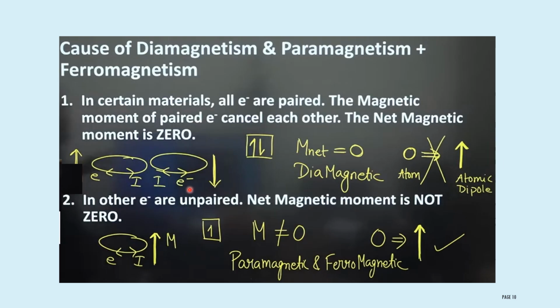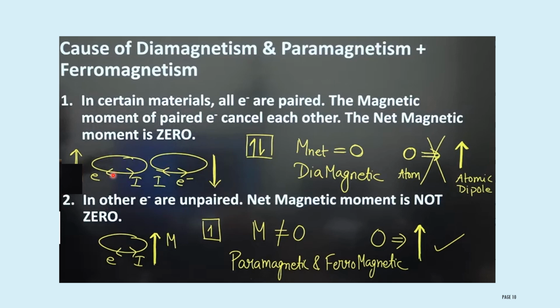Let us discuss the cause of diamagnetism, paramagnetism and ferromagnetism. In certain materials, all electrons are paired. The magnetic moments of paired electrons cancel each other and the net magnetic moment is zero. In diamagnetic materials, electrons exist as paired electrons. Paired electron means two electrons. Consider this is one electron, this is the second electron.